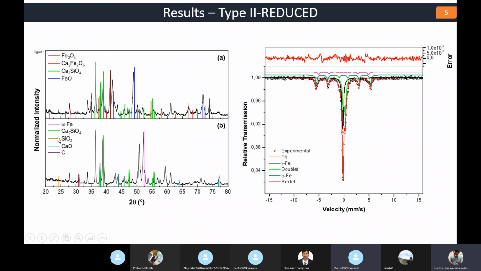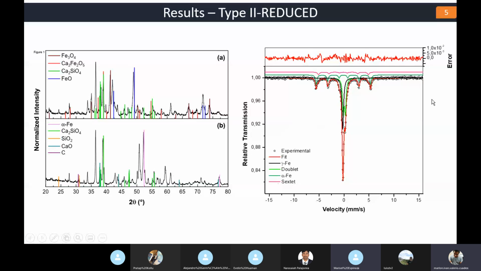These are the phases identified before the type 2 was reduced. And for the reduced sample, we identified alpha iron as a principal phase. In this case, we do not observe the presence of gamma iron.